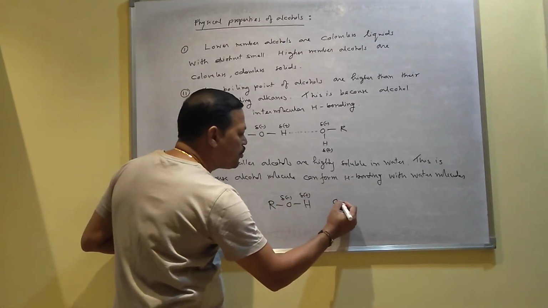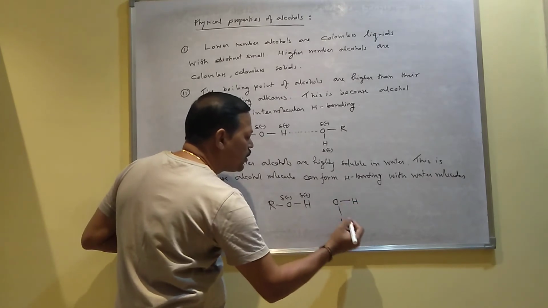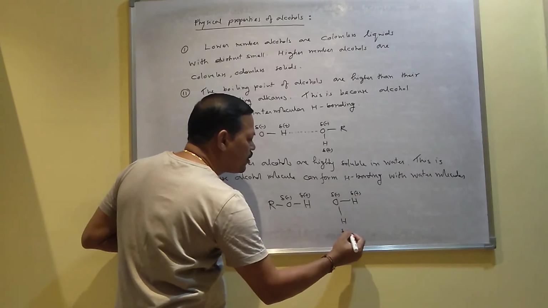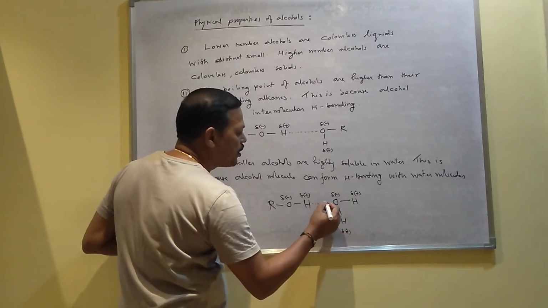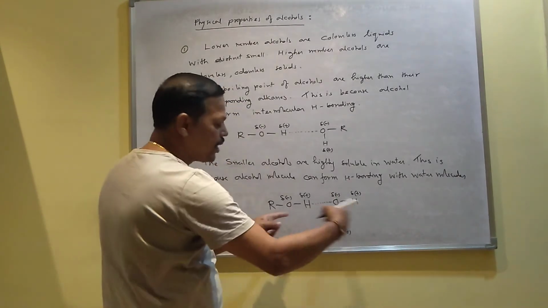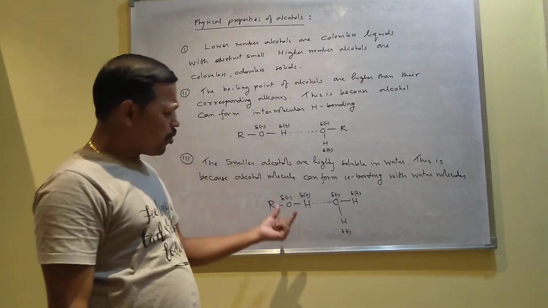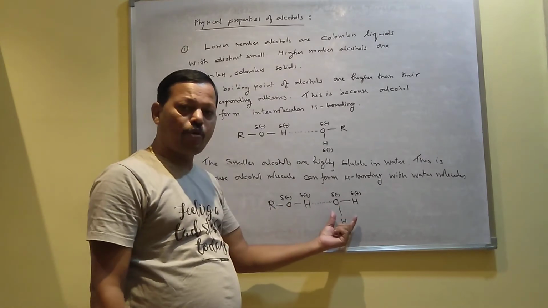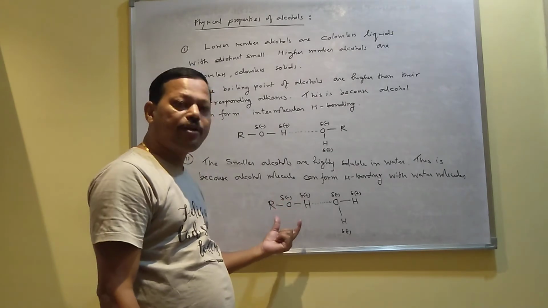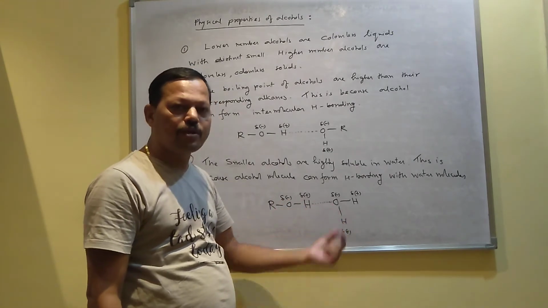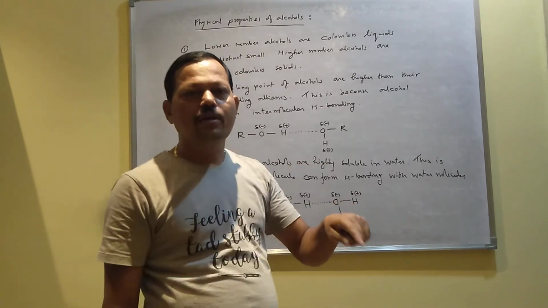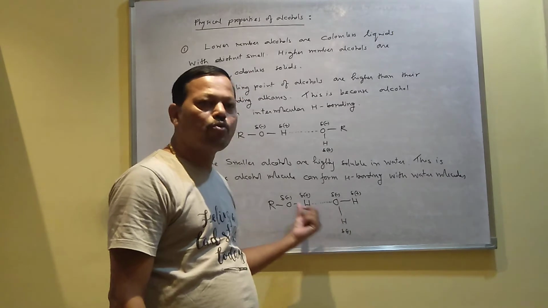And this is one water molecule, H2O. Water is also polar, oxygen delta minus, hydrogen delta plus. So this hydrogen can form hydrogen bonding with this oxygen. I mean alcohol, water, hydrogen bonding. So those organic compounds which can form hydrogen bonding with water will always be soluble in water. Those organic compounds which cannot form hydrogen bonding with water become insoluble in water. So alcohols are soluble in water due to formation of hydrogen bonding with water molecules.